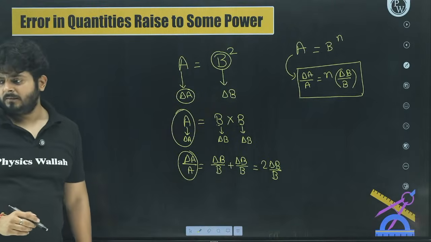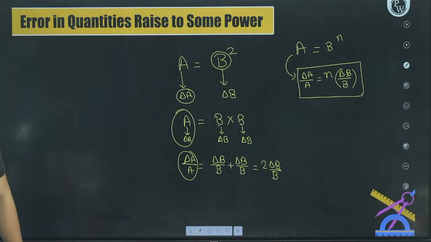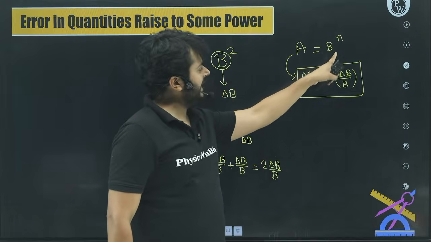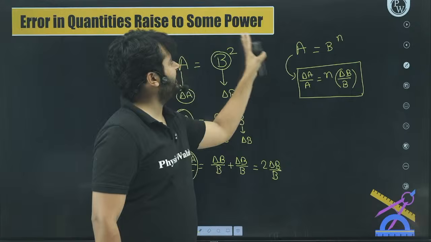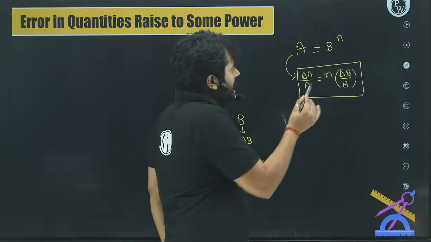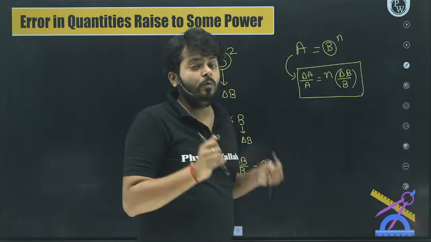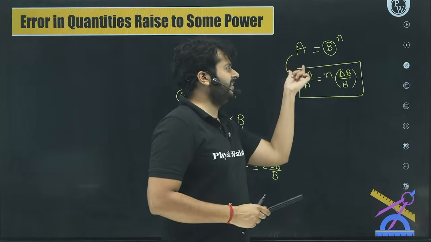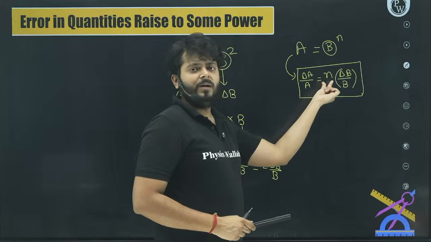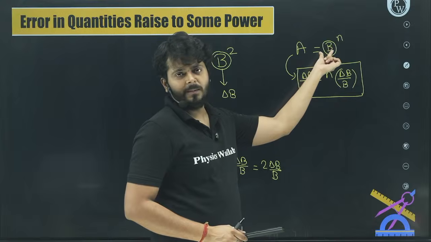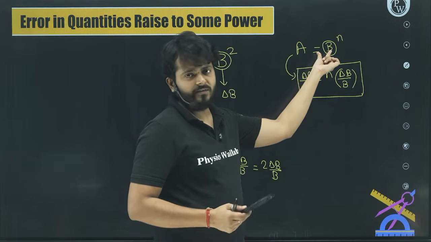Any problem in this part? Right, very nice. So whatever power is there, it will become the coefficient. When there is a quantity raised to some power, and you have made some error in the measurement of that quantity, what will be the error in the result? The relative error in the result is the power, which becomes the coefficient, into the relative error of the quantity which is measured.